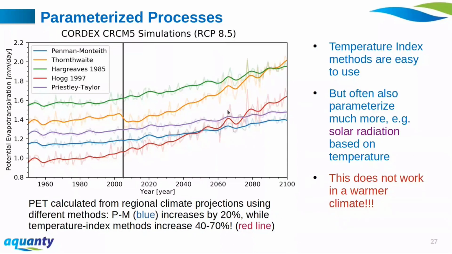The red line and the yellow line parameterize solar radiation based on temperature. And the predictable result is that they predict a very strong increase in potential evapotranspiration, which is not physical. So they're projecting an increase of over 50%, right? This is unphysical. But if you use a temperature index model, this can happen. So be aware of that.